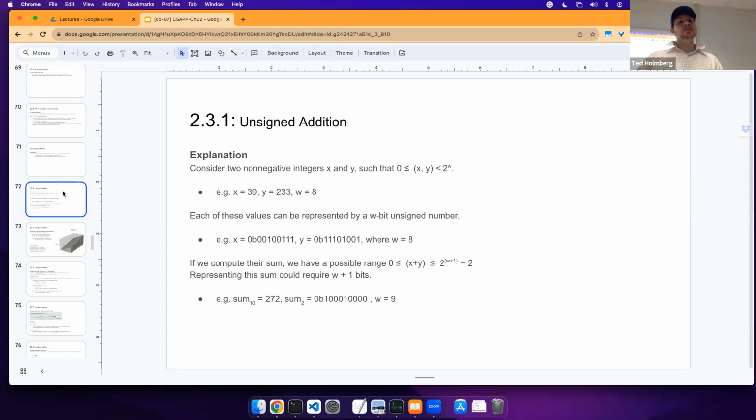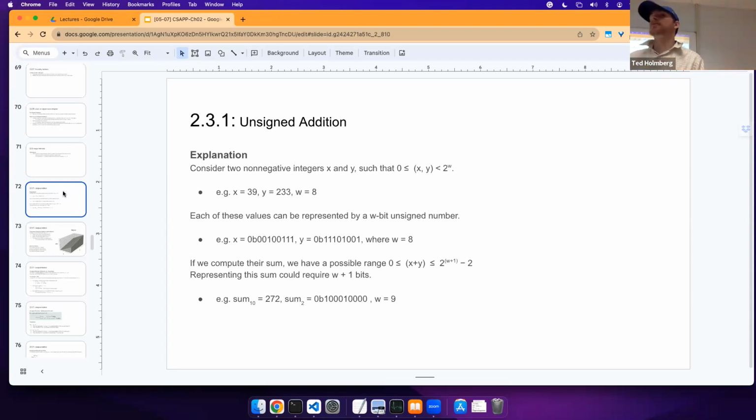Okay, so let's start our discussion with unsigned addition. Let's consider, first of all, a small explanation of what this means in our decimal maths. So consider two non-negative integers, x and y, such that we define x and y between 0, because these are unsigned values, right? So the minimal value is going to be 0, and the maximal value is going to be based off of some word size, some bit vector of size w. So that's 2 to the power of w. Okay, so what we're doing there is we've limited our unsigned value to a word size.